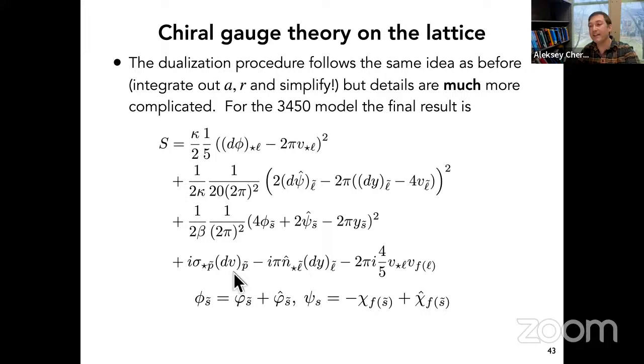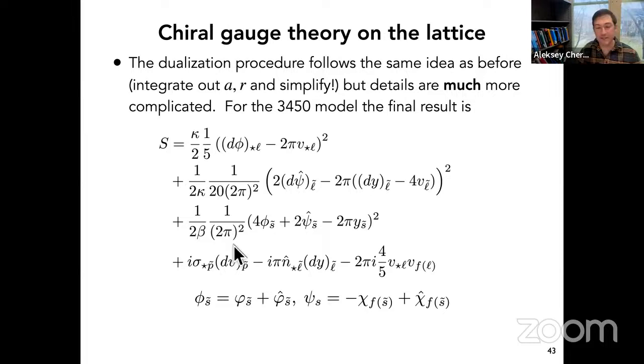I'm going to highlight the parts of this you should care about. First, there's a field phi, which is rendered a little bit differently than before. It's some linear combination of the original phi and phi hat fields. And there's some field psi, which is some other linear combination of the original chi and chi hat fields. There's a bunch of random numbers floating around in various places.